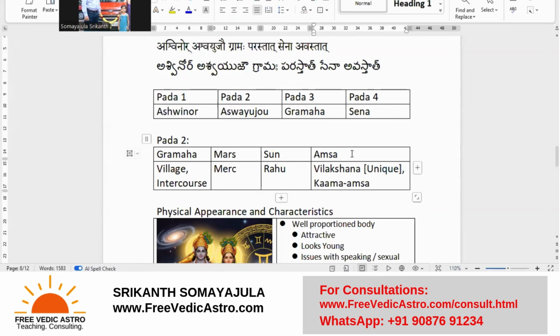And also, if you look at the Amsha, what is the Amsha here? Like all the 108 Amshas, the 27 Nakshatras, each of them will have one Amsha each. So each of the Amsha has a name. This Amsha is called by the name Vilakshana. Lakshana means a characteristic. Vilakshana means unique characteristic, right? This planet behaves uniquely, right? So you cannot generalize anything, okay?